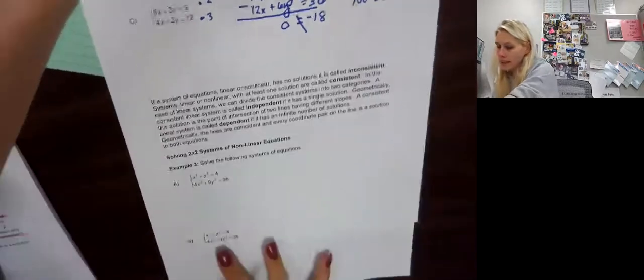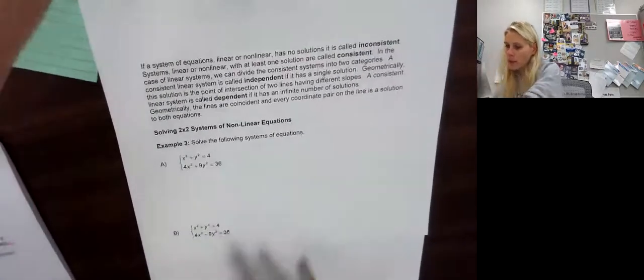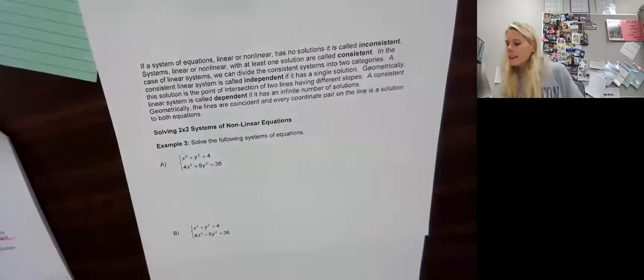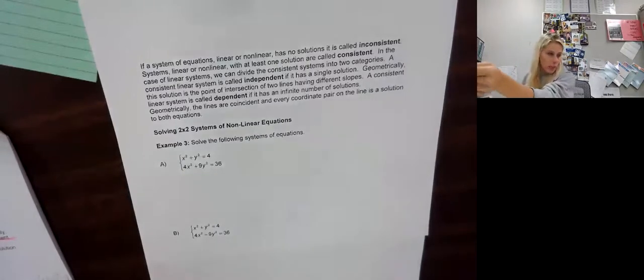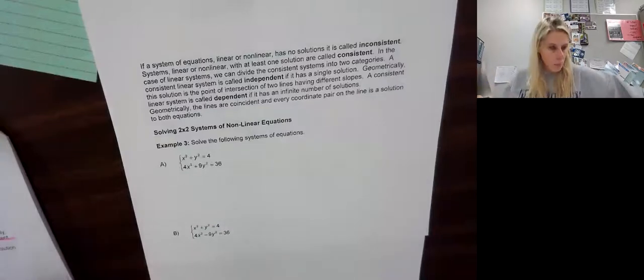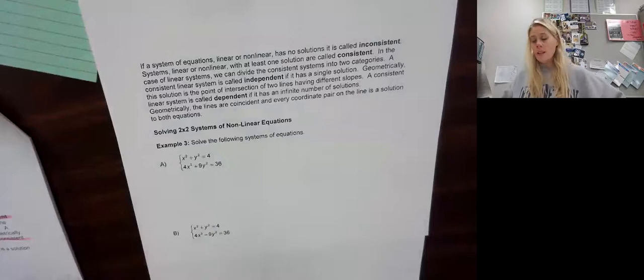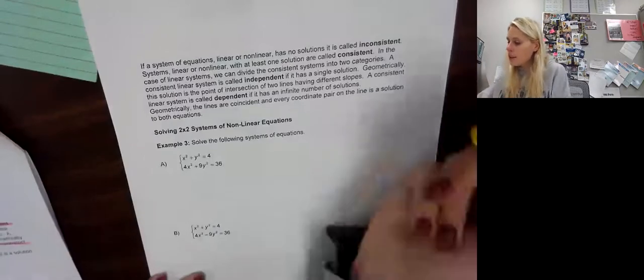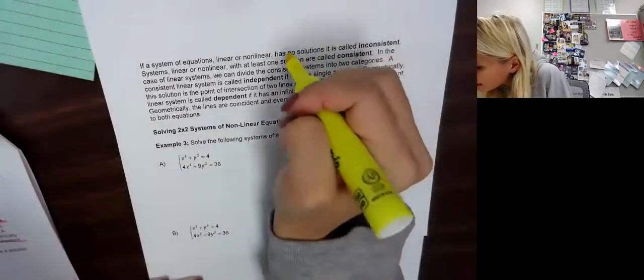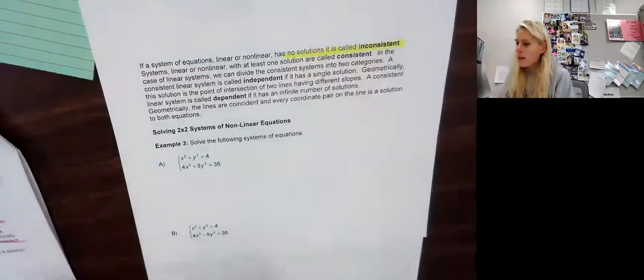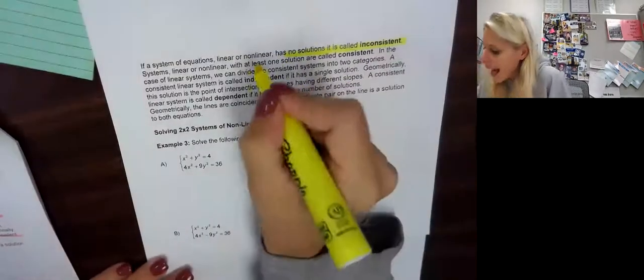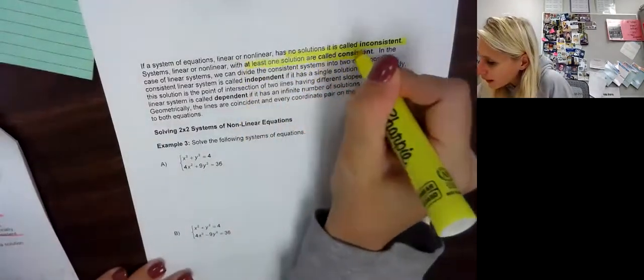All right, let's talk about some more vocab words, and we're going to continue. If a system of equations, linear or nonlinear, has no solution, okay, this is where it becomes more important. But I will actually go over this again in case people aren't watching the whole video. So if it has no solutions, it is called inconsistent. Okay. If it has at least one solution, it is consistent.